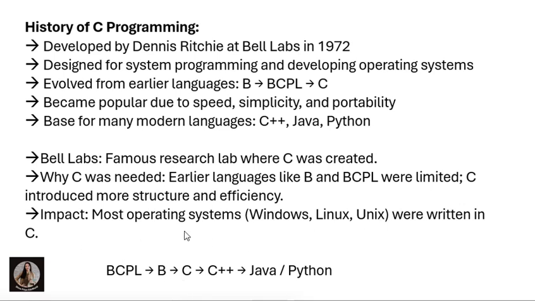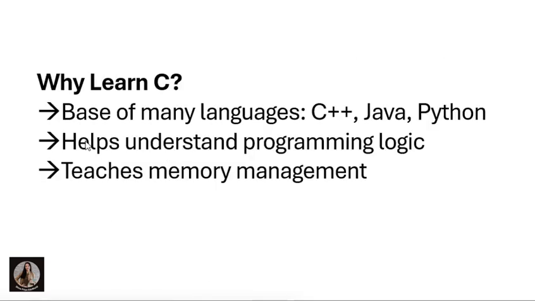Here we can understand how powerful C is. Here you can see B is evolved from BCPL and C is from B and BCPL. Here C++, Java and Python come from C. C is the base language for C++, Java or Python. Very clear with this? Why do we have to learn C?